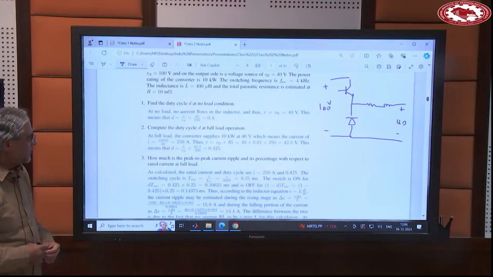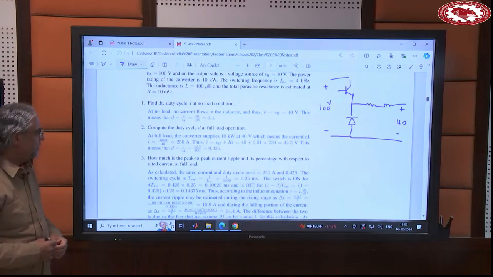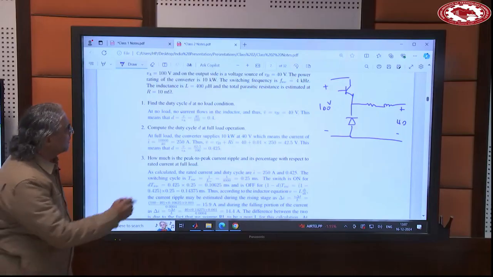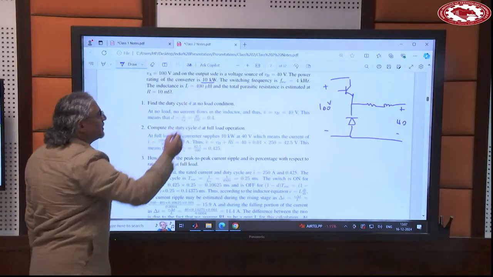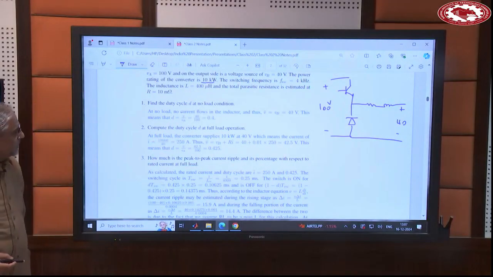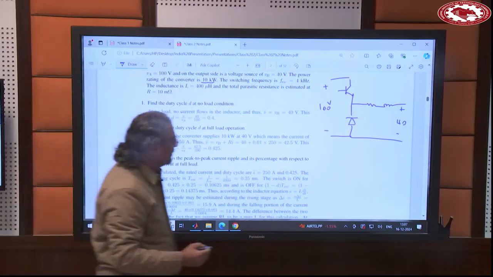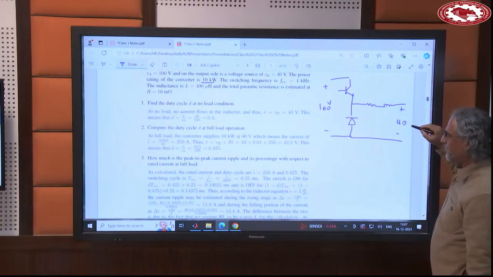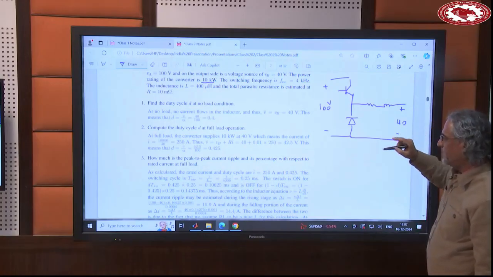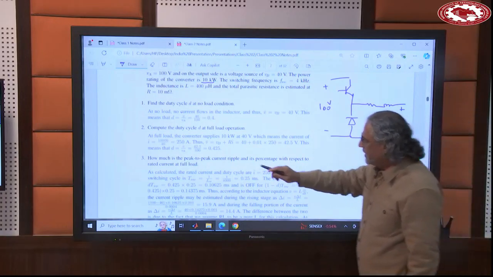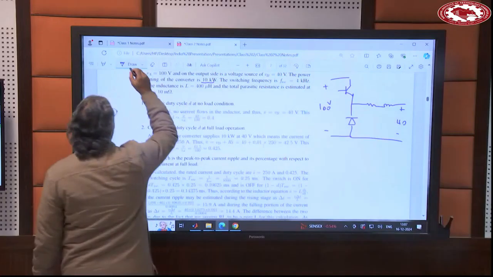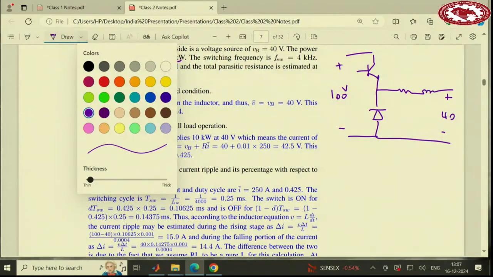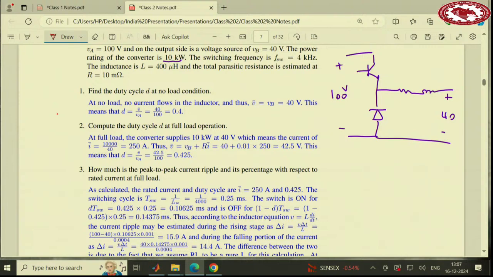Compute the duty cycle D at full load condition. A full load condition means full load is 10 kilowatt. So at 10 kilowatt, you have the voltage 40 and the power is 10 kilowatt. So the current will be 10,000 divided by 40. That is 250 amperes here. So 250.